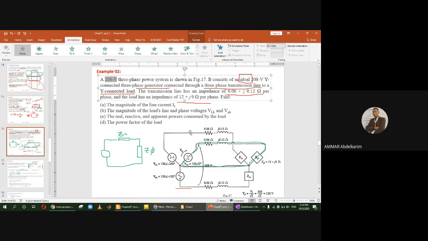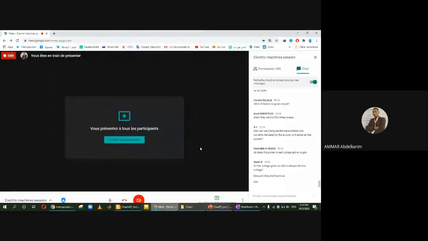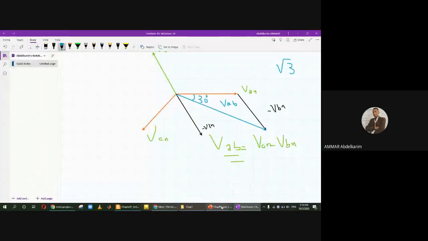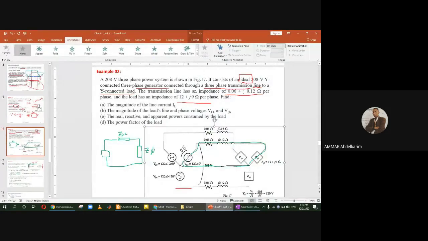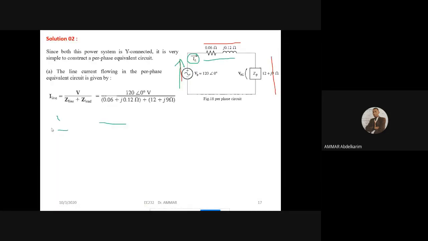Here, for example, it's clear that it is V line. It must be given. Okay. So they give it to you one way or another, maybe in the data, maybe in the circuit. Okay, so here we have done a simplified calculation.